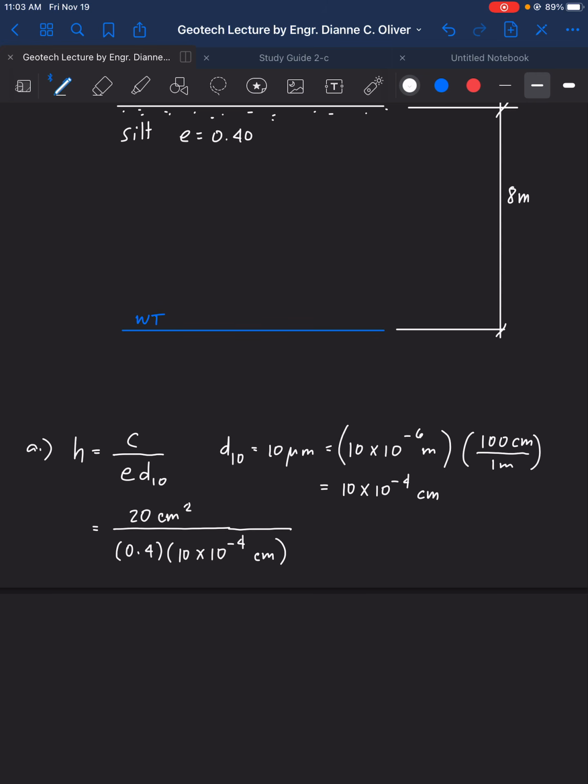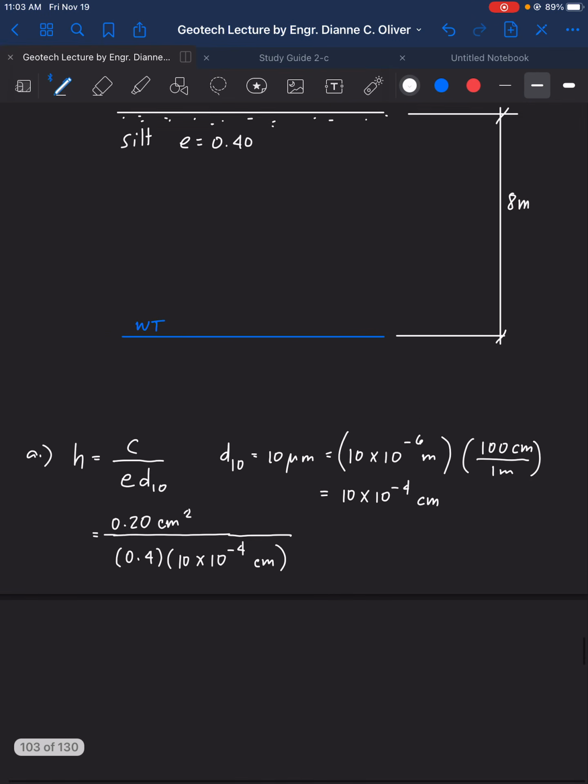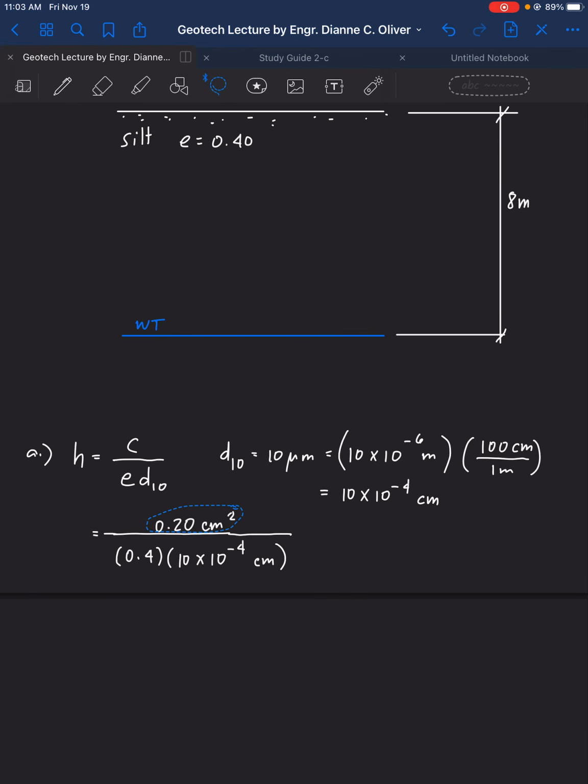Sorry, my calculator is off, so it should be 0.20. I put there 20. So 0.20 square centimeters. I was wondering why it's showing a very large number. So 500 centimeter, or that is 5 meters. So we have here the value for the H, or the capillary rise, is equal to 5 meters.